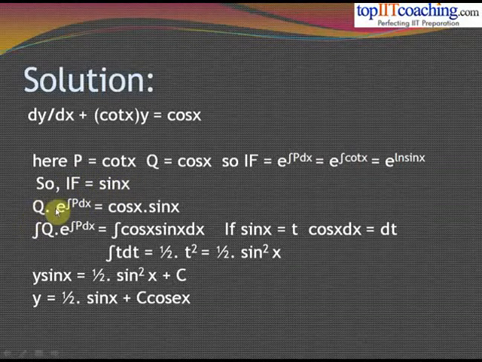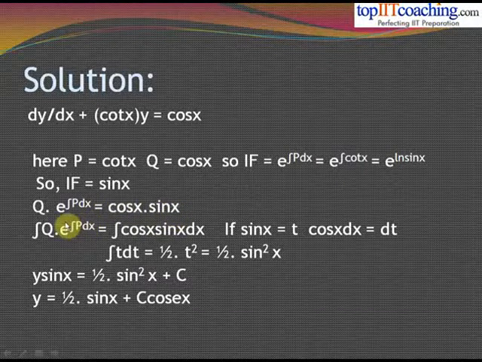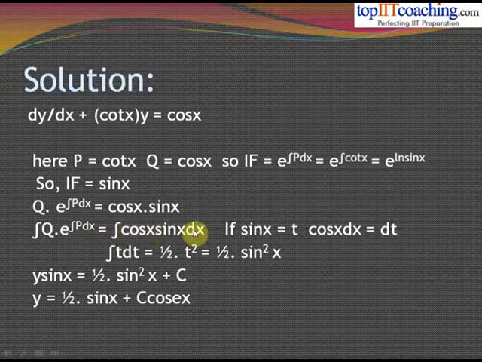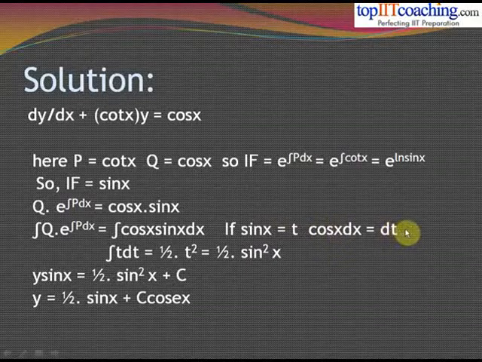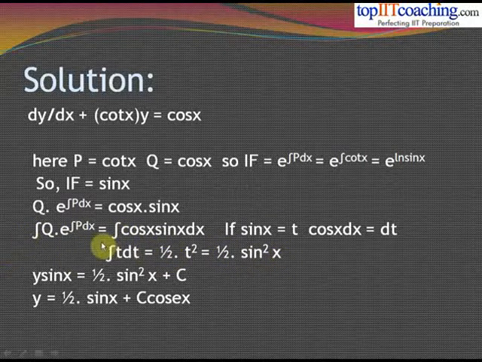Also, q into e to the power of integral p dx would be equal to, q is cos x and the integrating factor is sin x, so this would be equal to cos x into sin x. Therefore, the integral of q into e to the power of integral p dx would be equal to the integral of cos x into sin x dx. Now to solve this, we make a substitution that sin x equal to t. So cos x dx would be equal to dt, and hence this would become integral t dt, the integral of which is 1 by 2 into t square. We write t equal to sin x here to get 1 by 2 into sin square x. Thus the solution is y into sin x equal to 1 by 2 into sin square x plus c.